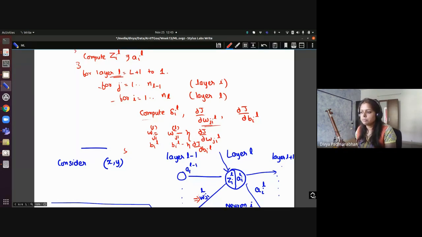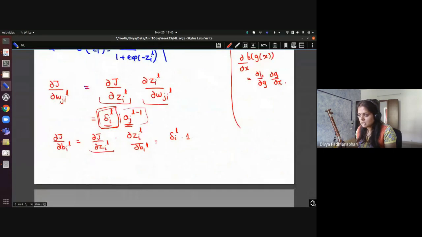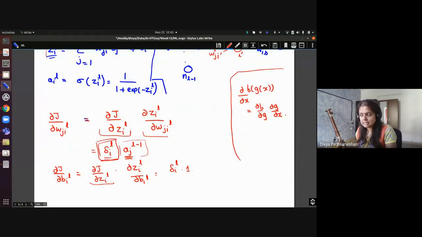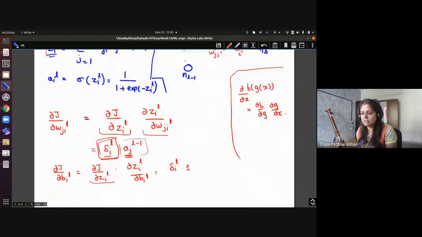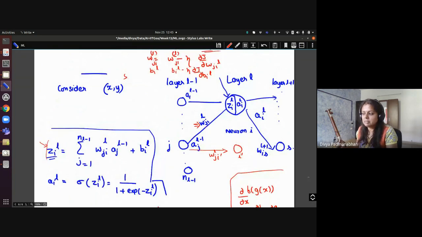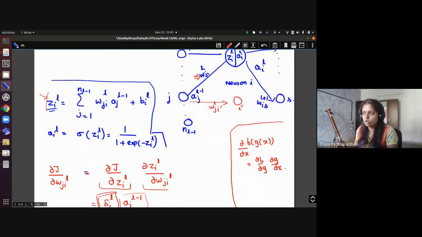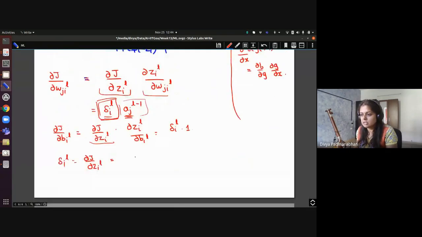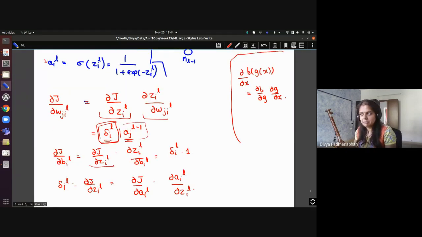Okay, so maybe let me just do the last step, which is computing these delta ILs. The way we define delta IL is dou J by dou ZIL. So again, you do the same thing. It's basically chain rule itself. ZIL is getting used by AIL. So what you can do is write this as dou J by dou AIL times dou AIL by dou ZIL. So it's the same principle.